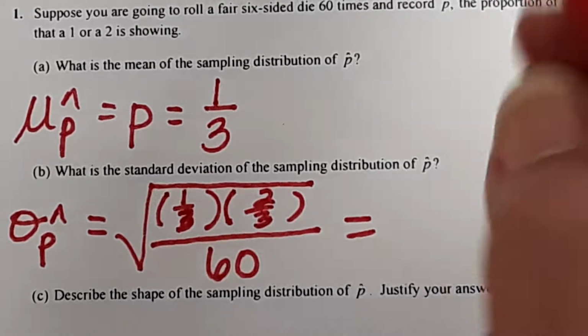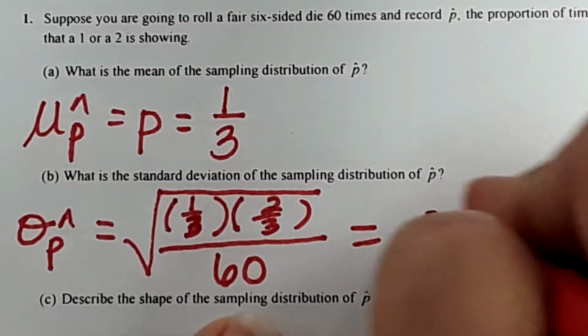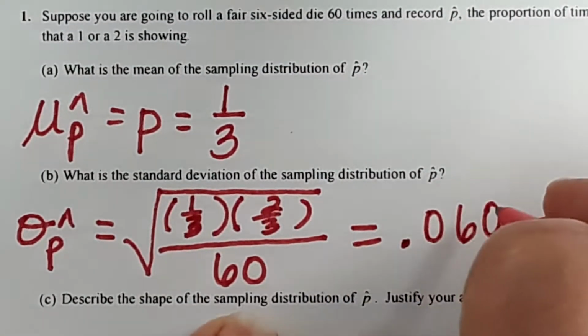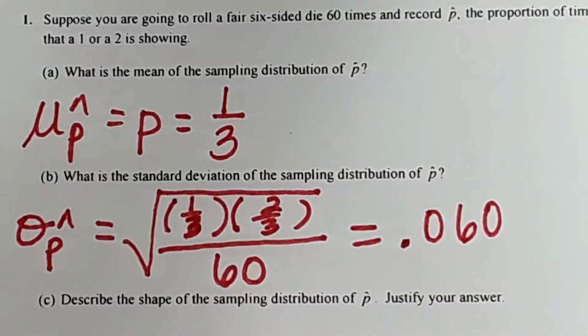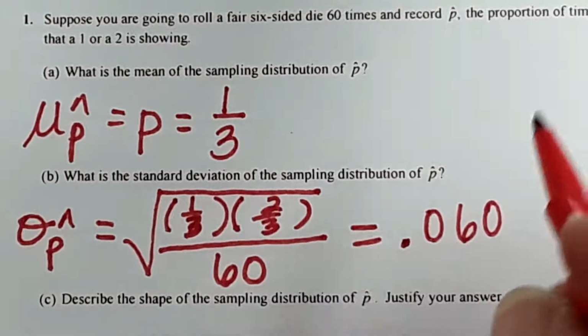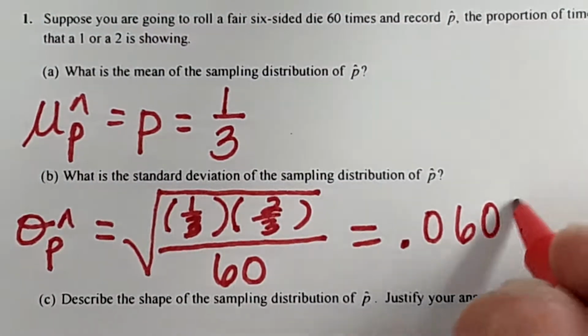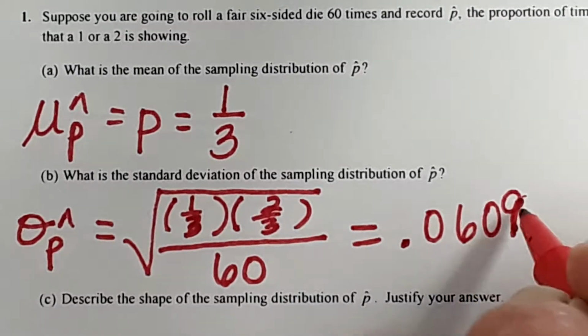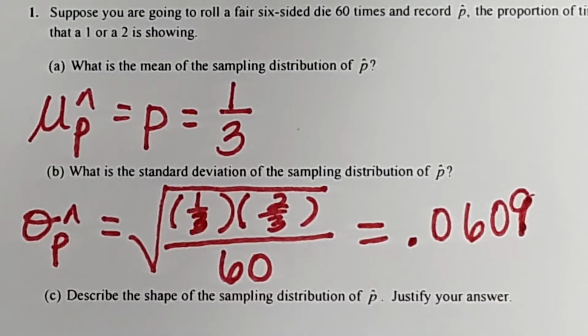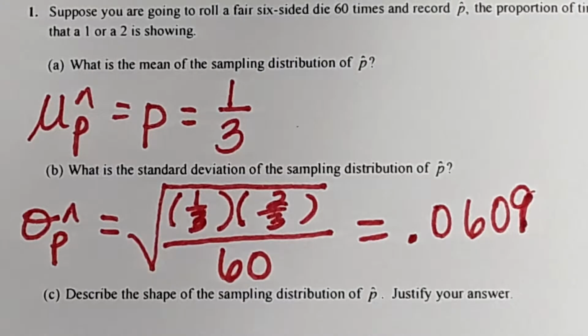And you should have gotten 0.0609. Is that what you guys got? There you go. Again, it's a much better answer if you go out four decimal places. Now we've got a better answer. Okay, describe the shape of the sampling distribution of p hat.